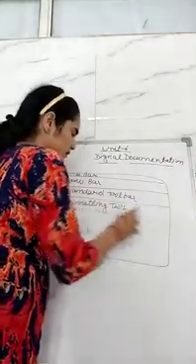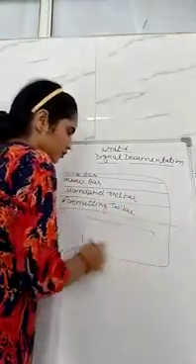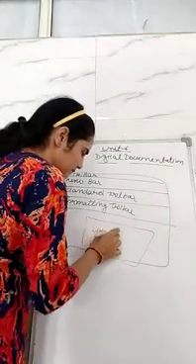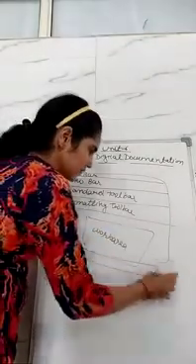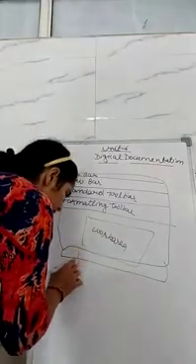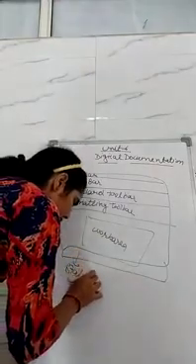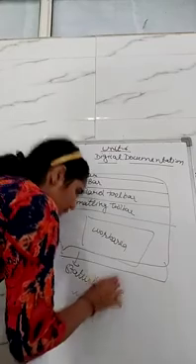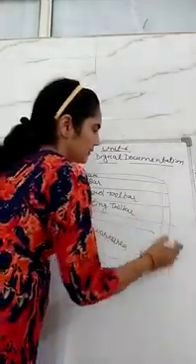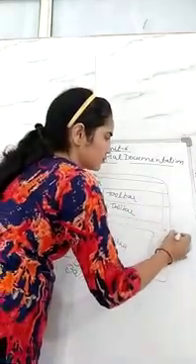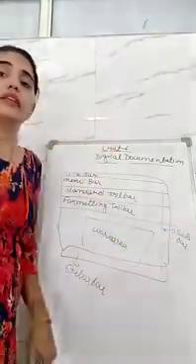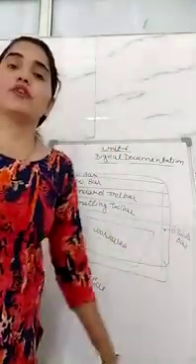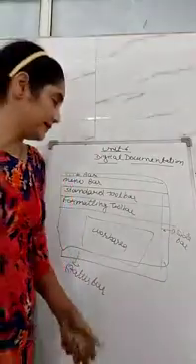And after this, the white area is called the work area. And at the bottom of this is called the status bar. And on the right hand side of the work area, there is one bar that is called the sidebar. These are the components of your LibreOffice Writer.